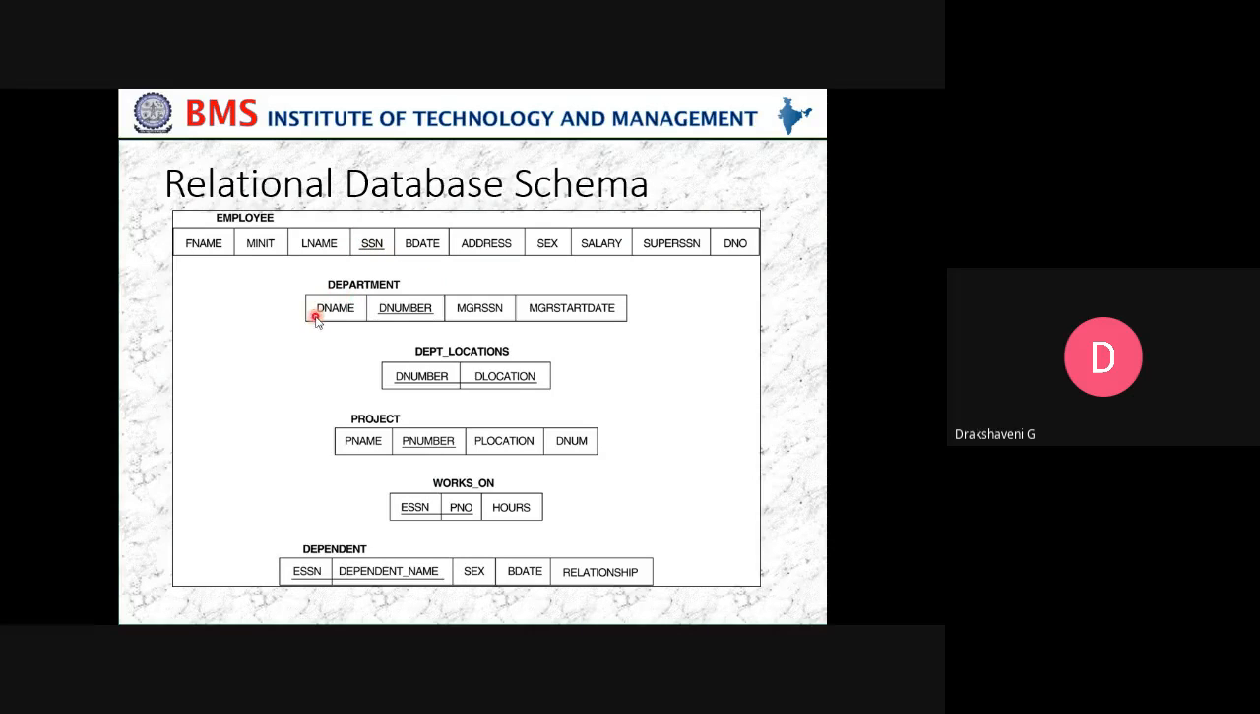Then department: D name, D number, manager SSN, and manager start date. Here in the department table, we are taking D number as the primary key. In the same way, department location.